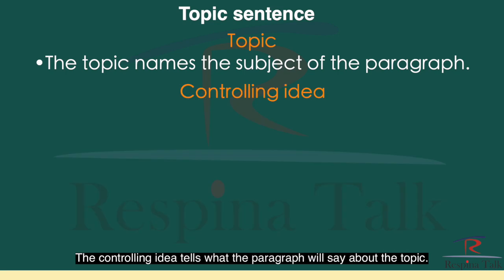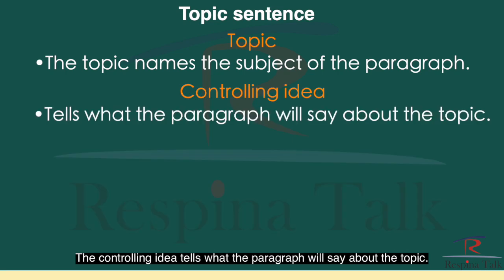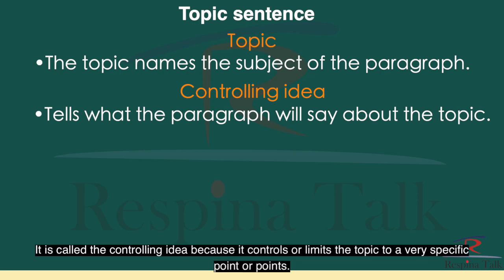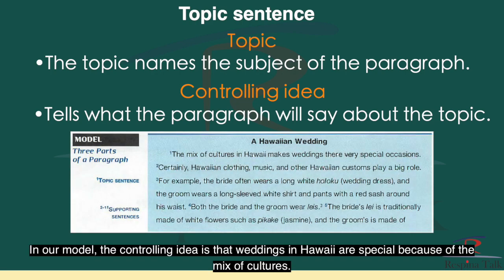The controlling idea tells what the paragraph will say about the topic. It is called the controlling idea because it controls or limits the topic to a very specific point or points. In our model, the controlling idea is that weddings in Hawaii are special because of the mix of cultures.